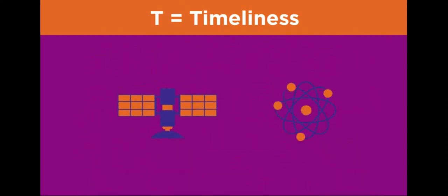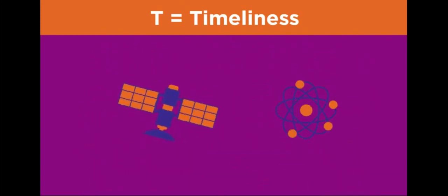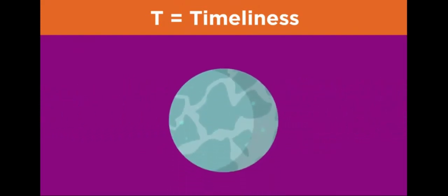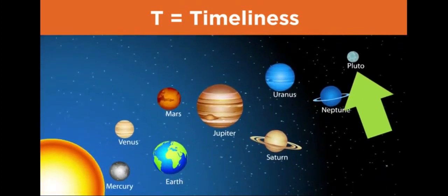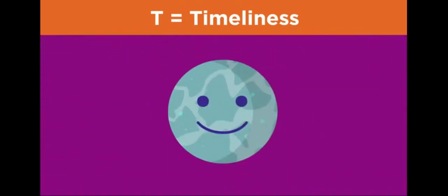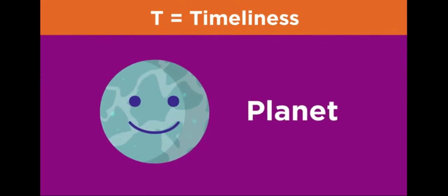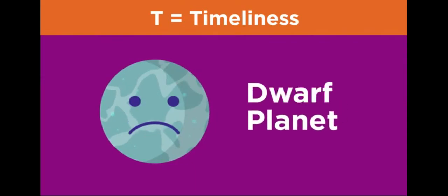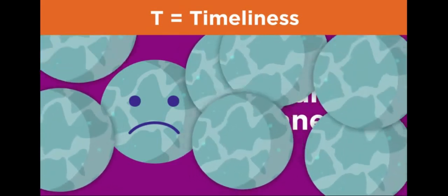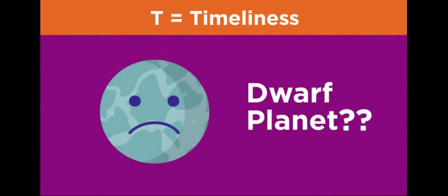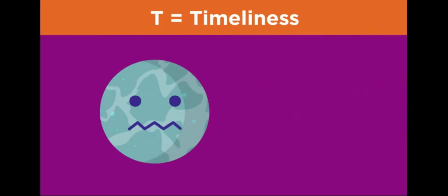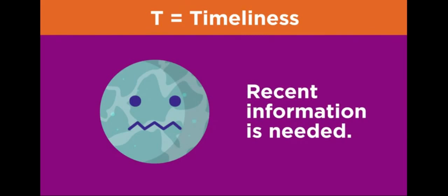Technology and science provide good examples of how information can change over time. Consider Pluto. Not that long ago, our solar system had 9 planets, and Pluto was one of them. Recently, Pluto was reclassified from a planet to a new category called dwarf planets. Since then, astronomers have been discovering even more dwarf planets. Now scientists are again debating Pluto's planet status. This is an example of how timeliness matters when selecting a source. In this case, recent information is needed.